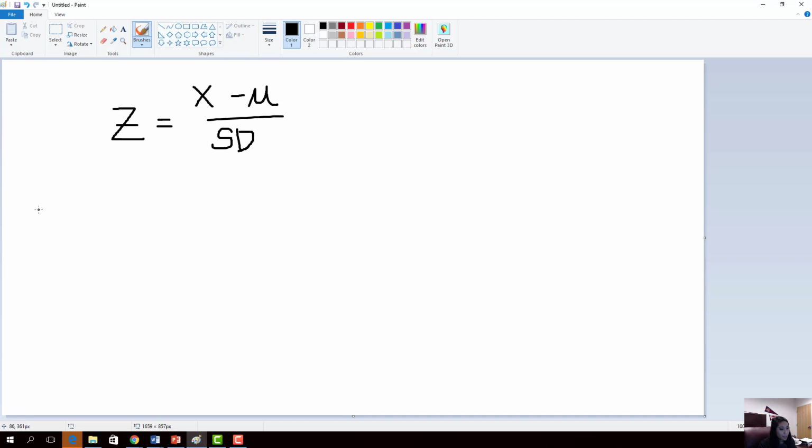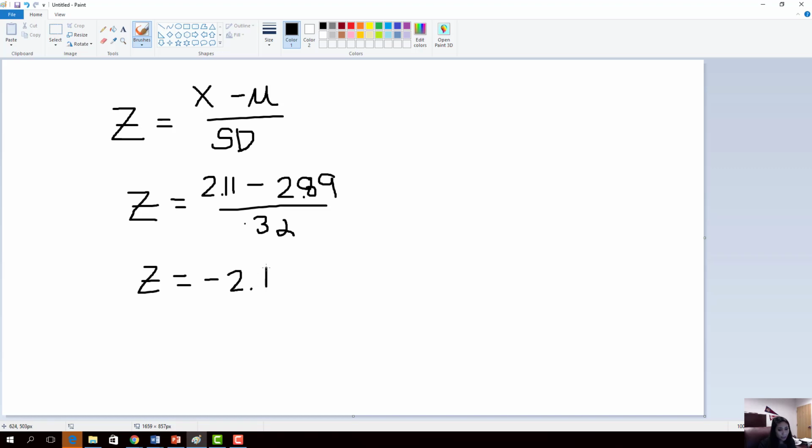So Babe weighed 2.11 pounds at birth. How do we find a z-score? z is equal to 2.11 minus the mean, which is given as 2.89, divided by a standard deviation of 0.32. And that gives us a z-value of negative 2.44. And again, that z-value means that Babe is 2.44 standard deviations below the mean.